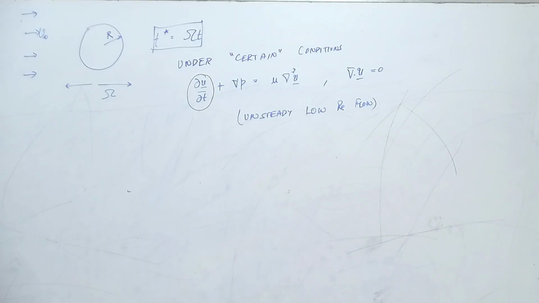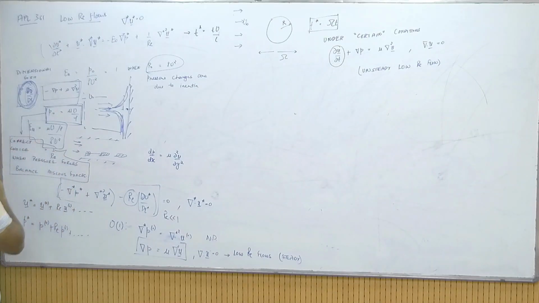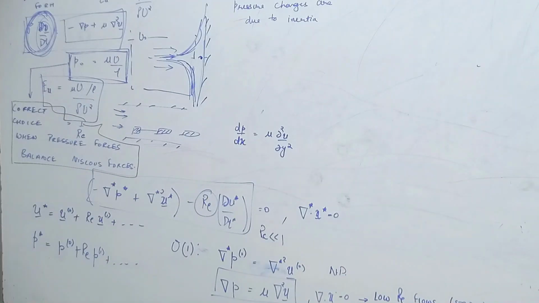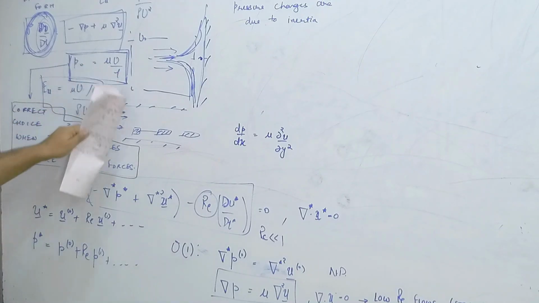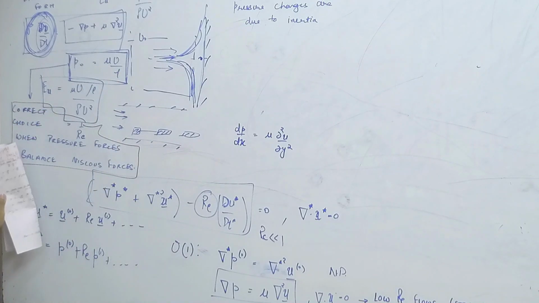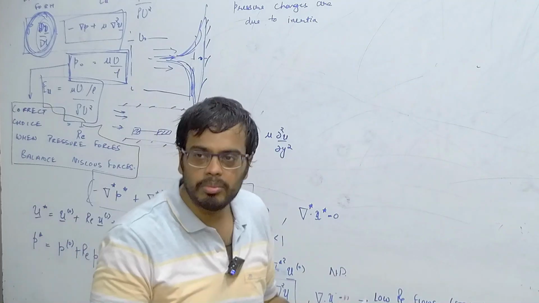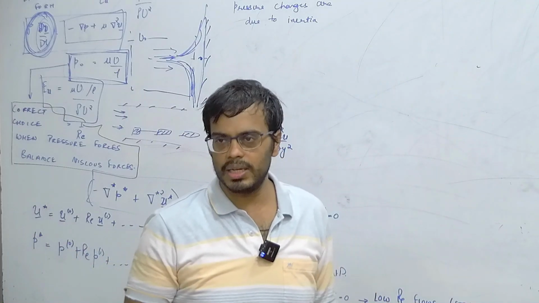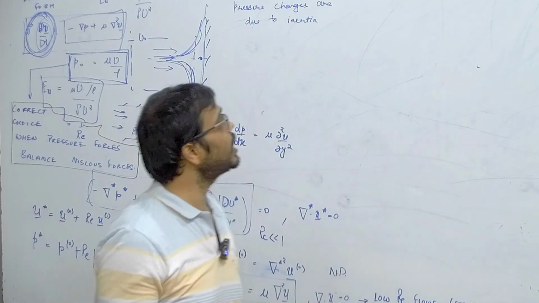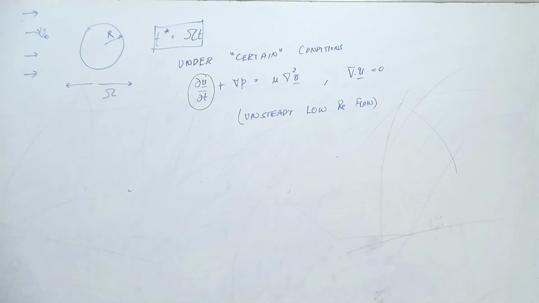To even further improve this intuition, I would say focus on this statement: the choice of pressure scale mu u by L is correct when the pressure forces balance viscous forces. It's like choosing a regime. We are choosing a regime under which we are analyzing the flow problem. There could be a scenario where flow is hitting a sphere and the pressure scale is not equal to mu u naught by L. We are choosing to analyze a scenario where the pressure scale is equal to mu u naught by L.